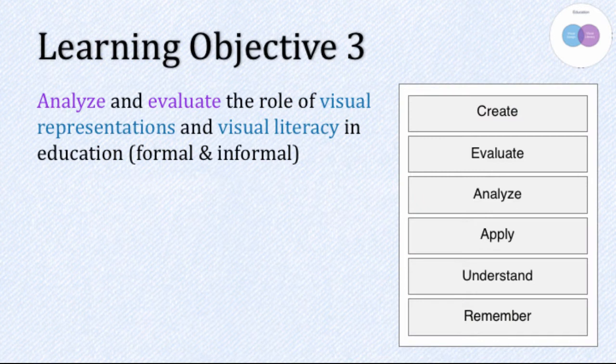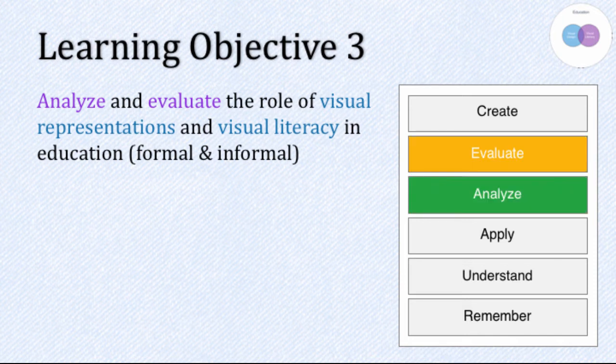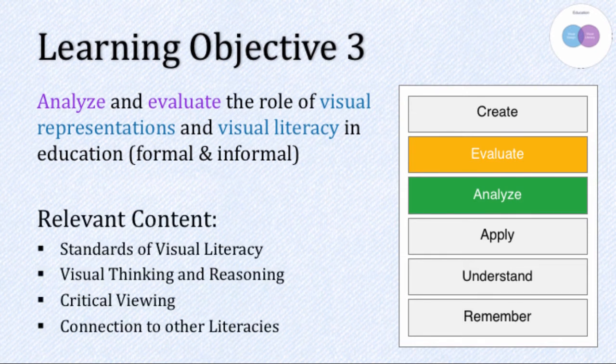Our third learning objective states that we're going to analyze and evaluate the role of visual representations and visual literacy in education, both formal and informal and across settings. Our two verbs on Bloom's taxonomy, again, we have evaluate and analyze. And in terms of content, we're going to take a look at standards of visual literacy.